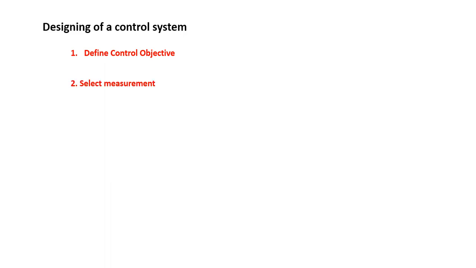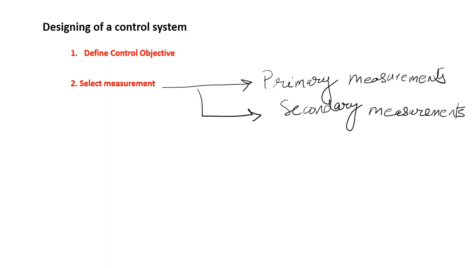Second is select measurement. This is very much important because, as we have defined, the outputs can be the measured ones or they can be the unmeasured ones. So what sort of measurements can be used to measure certain parameters? Now measurements can be classified as primary measurements or secondary measurements.